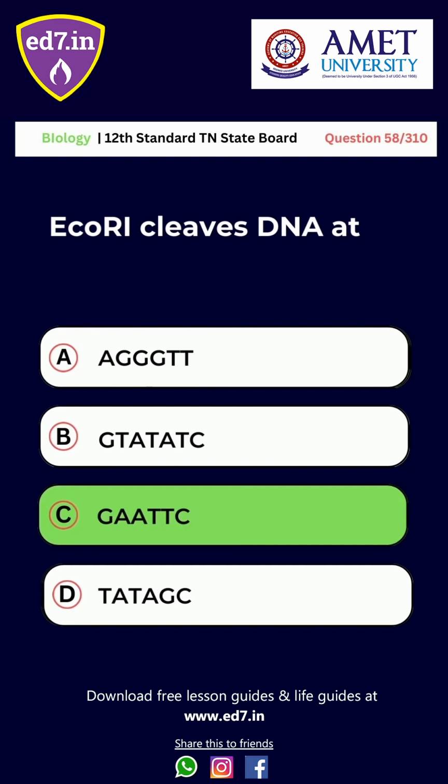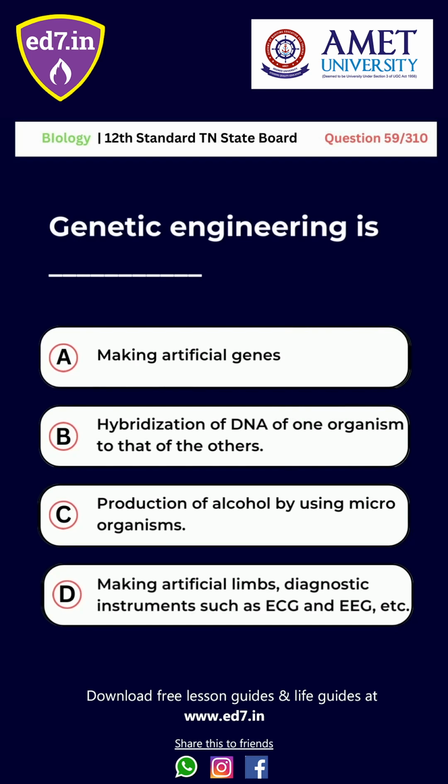Question number 59. Genetic engineering is option A. Making artificial genes. B. Hybridization of DNA of one organism to that of others. C. Production of alcohol by using microorganisms. D. Making artificial limbs, diagnostic instruments such as ECG and EEG, etc. And the right answer for this question is option B. Hybridization of DNA of one organism to that of others.